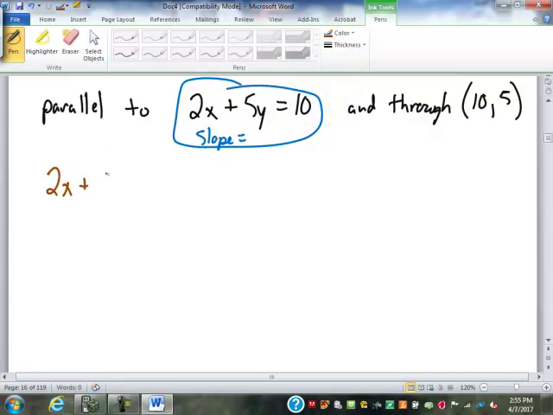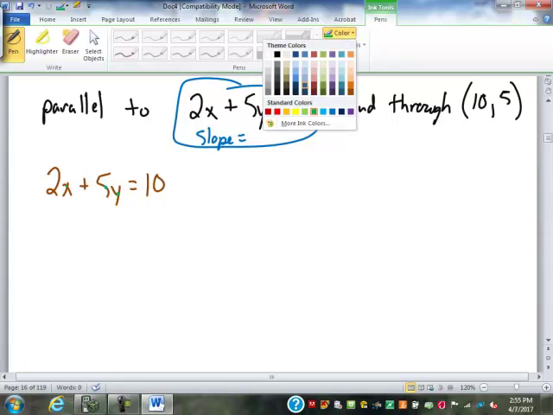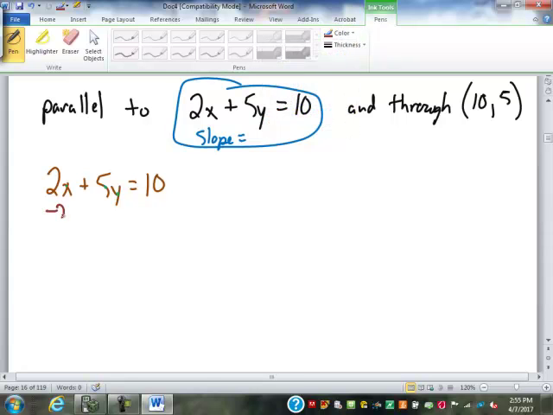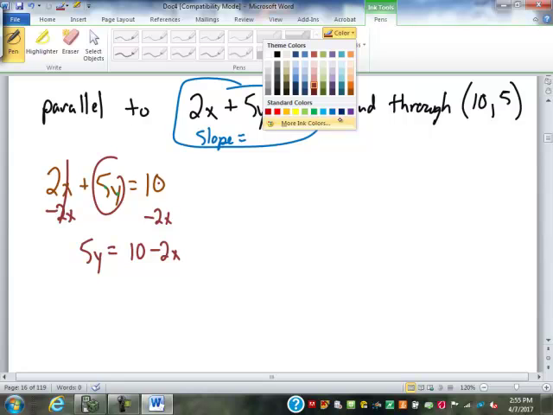So 2x plus 5y equals 10. We need to solve it for y to get y by itself. Y has been multiplied by 5, and then 2x has been added to it. So to take it apart, what's the first thing we have to do? Subtract the 2x. Very good. So over here we've got 5y still. 10 minus 2x is 10 minus 2x. Then what?